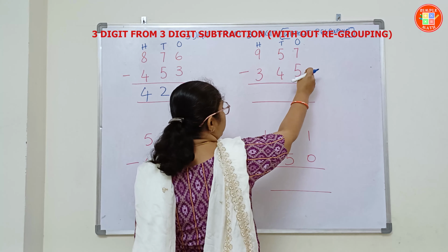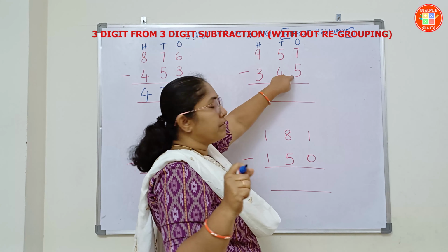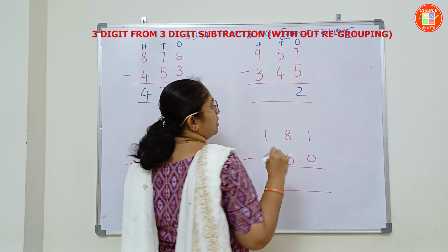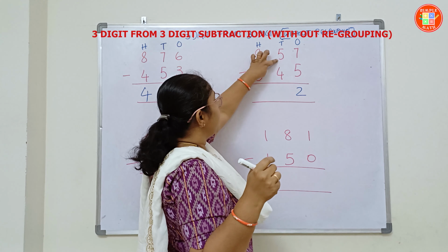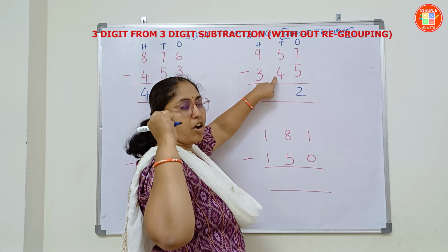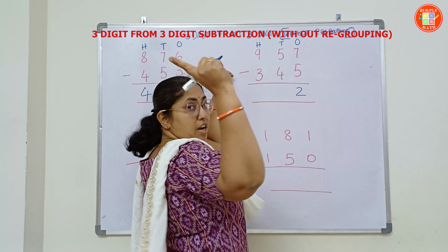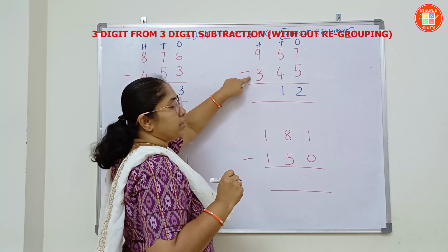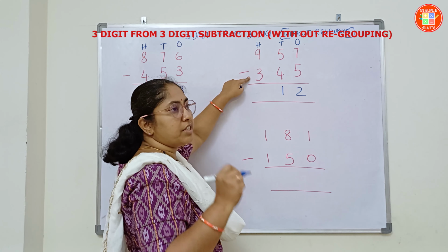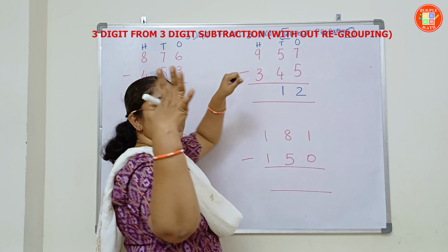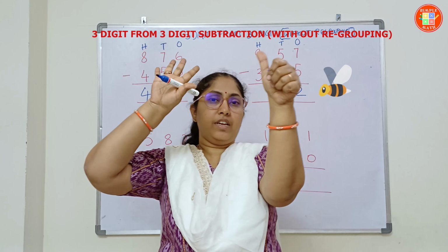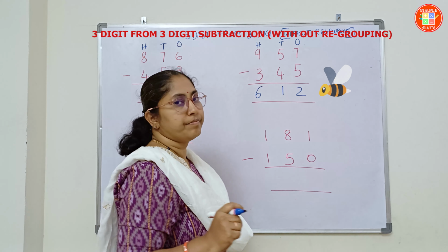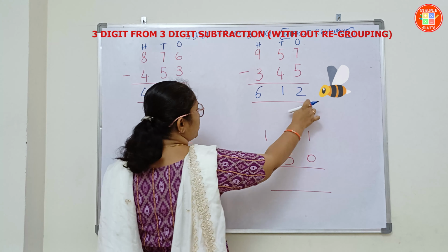Now 7 minus 5. 5 in your mind, count after 5, 6, 7. How many fingers did you get? 2. 5 minus 4. 4 in your mind, count after 4, 5. How many fingers did you get? 1. Right? 1. 9 minus 3. What is the small number here? 3. 3 in your mind, count after 3, 4, 5, 6, 7, 8, 9. How many fingers did you get? 6. So the difference is 612, and we read this number as 612.